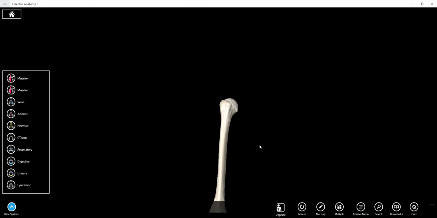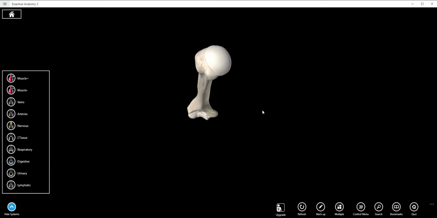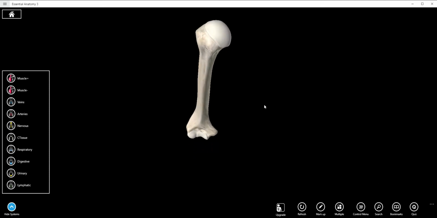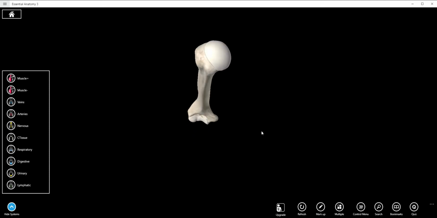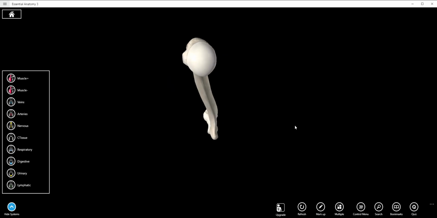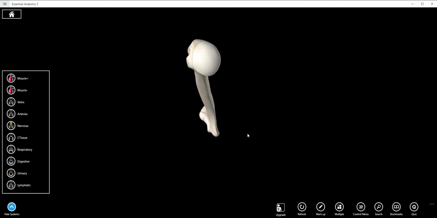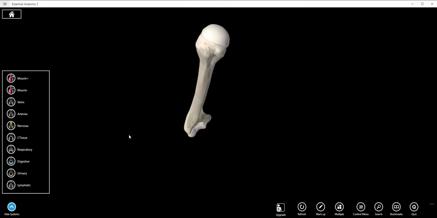So let's go ahead and take a look at the shaft. Now, the first thing we should probably address are the borders and surfaces. So this is going to be somewhat tough to do, potentially. Let's look at it. As you start to look at the shaft, the region between the two epiphyses, you might start to notice it kind of looks like a triangular prism a bit.